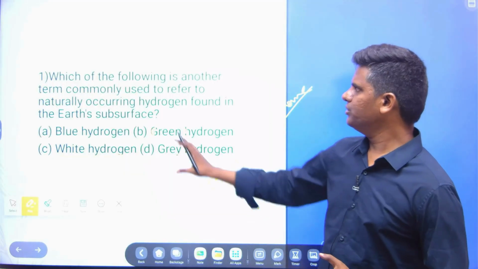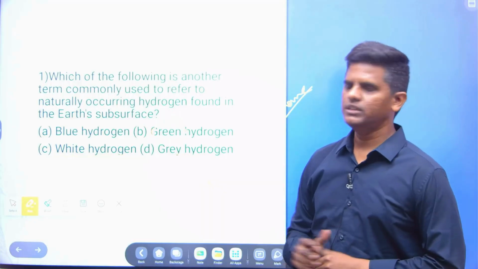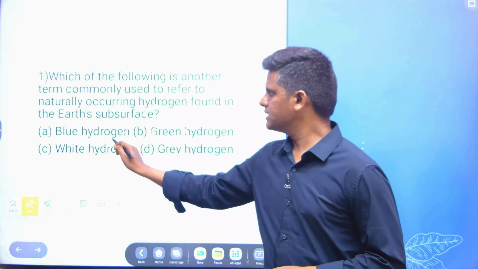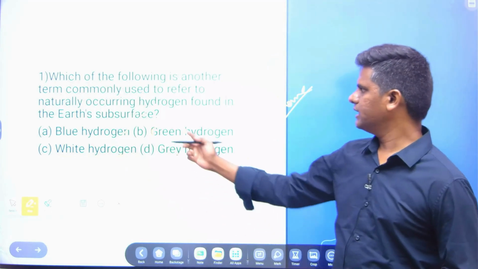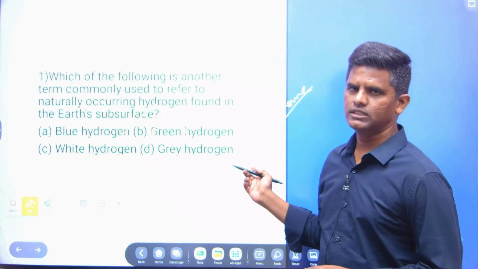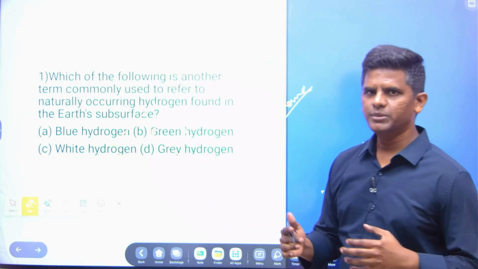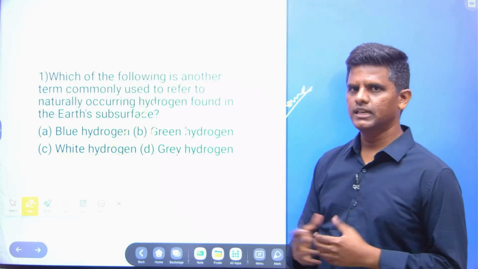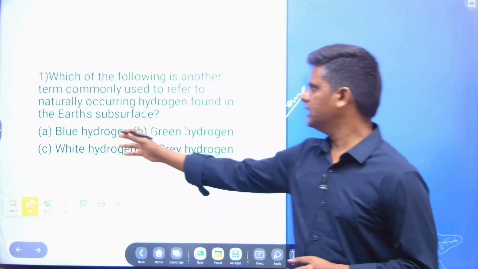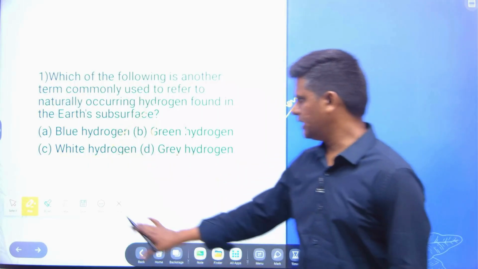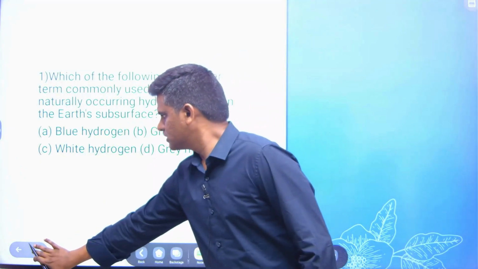So just to review, natural hydrogen we will call white hydrogen, and green hydrogen is through electrolysis, and we use renewable energy. In grey hydrogen, steam and methane interact, but carbon dioxide is released, so it's polluting, and in blue hydrogen carbon dioxide is captured. So let's go to the second question.